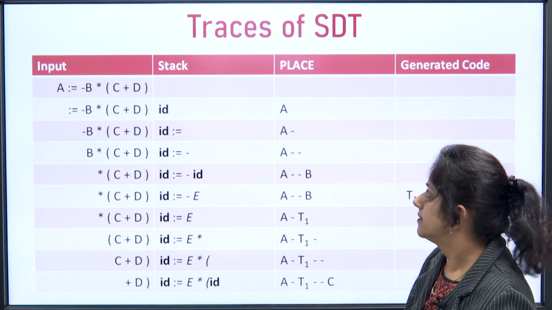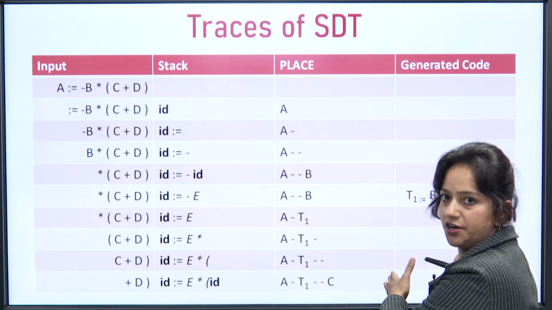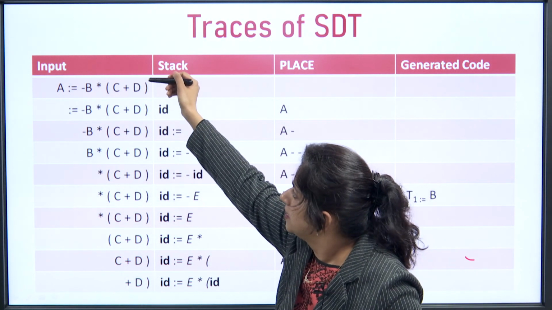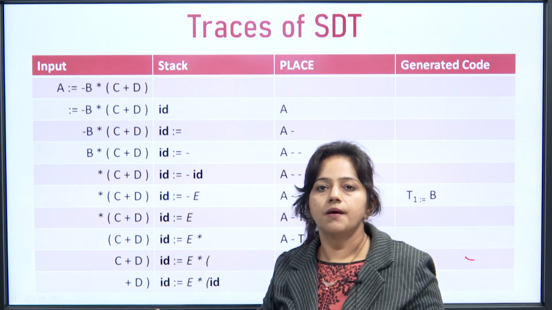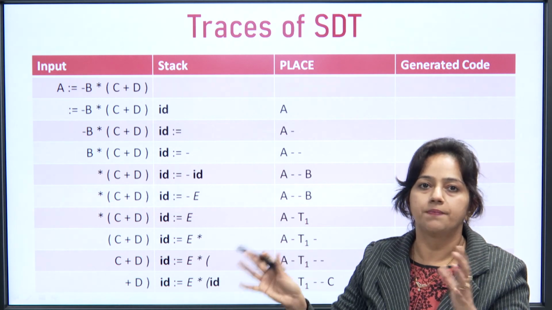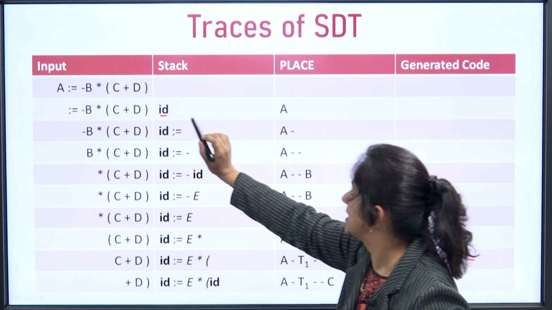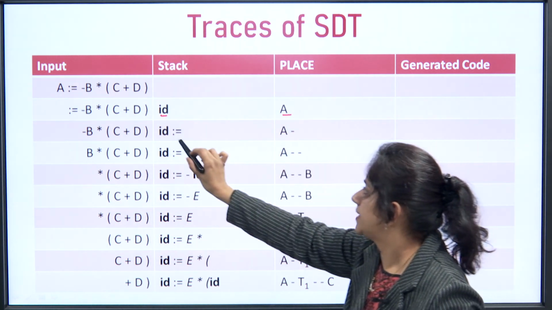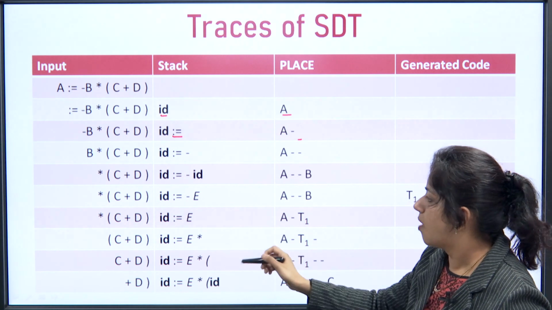How can we obtain them? This is the stack, this is the place, and next is the generated code. This is the simple statement that we are parsing. Using the bottom-up approach, we will know what to do at a particular stage. Suppose this is id, the placeholder for it is A, then equals, with no placeholder.